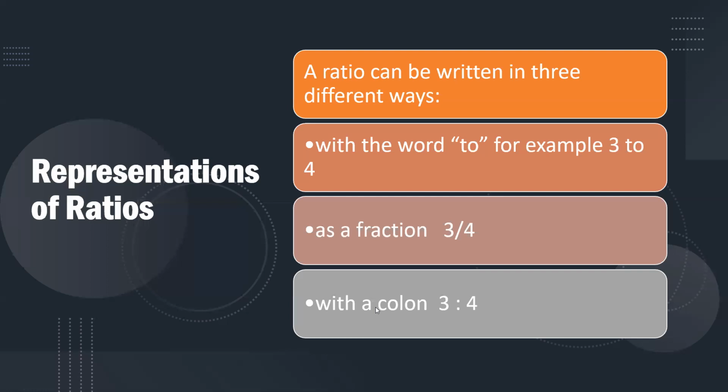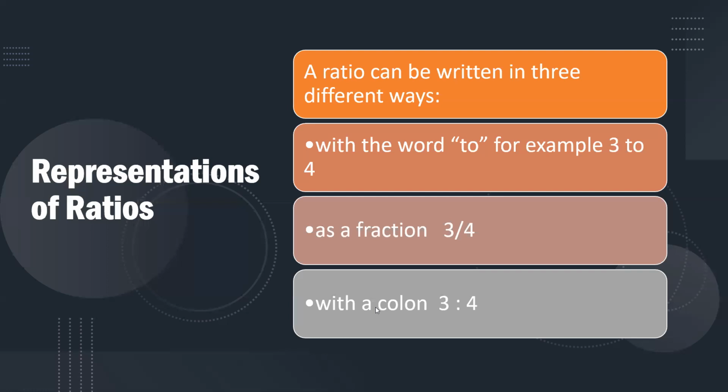All right. Tell me the three different ways that we can write a ratio, Isaac. A ratio can be written in three ways. With the word to, for example, 3 to 4. As a fraction, 3/4. With the colon, 3:4. So it could be written in word form, in fraction form, and using a colon, right? Yes, sir. Thank you.